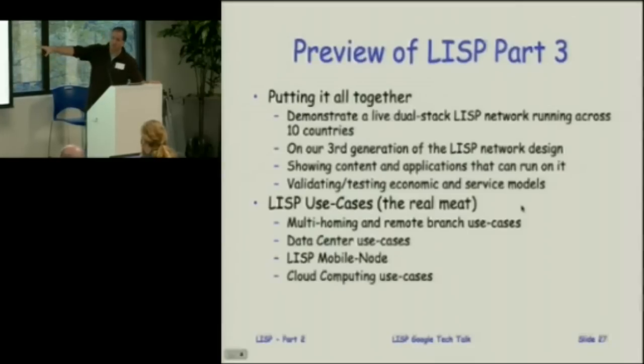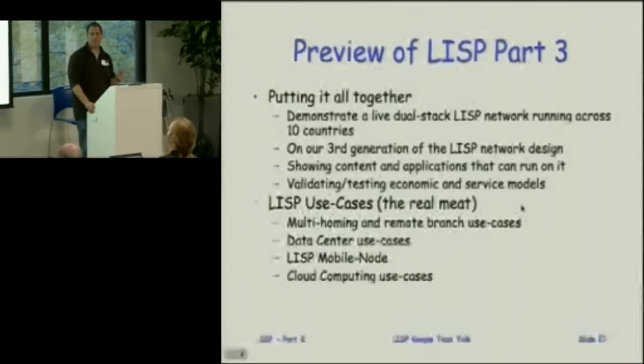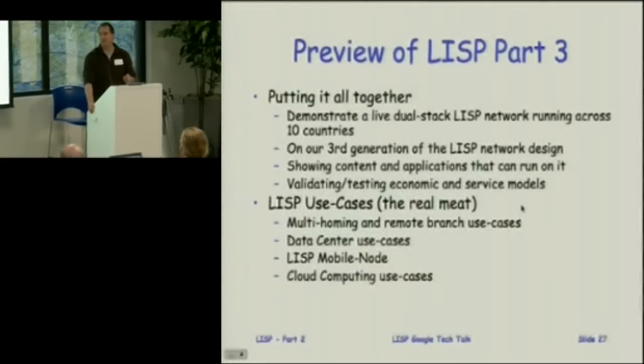Okay, so then the real meat is the use cases. We showed up to now some multi-homing and remote branch use cases. I just gave you one. But we'll show you four data center use cases, which will be interesting. And we'll talk about LISP mobile node. We're pretty excited about that. We are doing a public domain implementation on Android. And we're building a lightweight LISP implementation on Linux Android to show that we can take the concept of multi-homing a site to multi-homing a LISP mobile node. That's going to be really exciting.